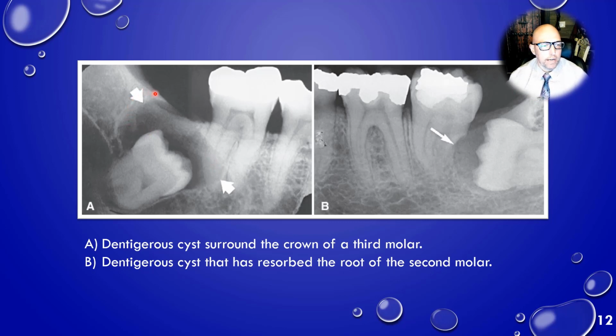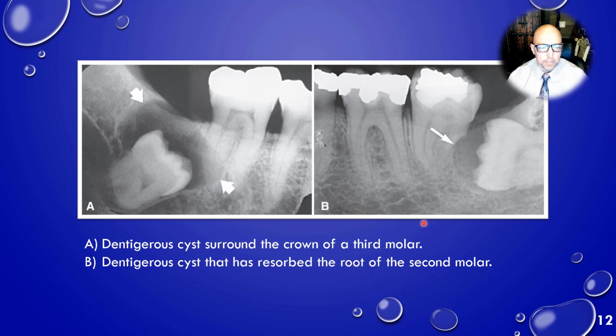What do the borders look like? Would you describe those as well-defined? Hopefully, because it is well-defined. Corticated, you see a thin cortex around it. Maybe the cortex is eroded up here, the alveolar crest. It's eaten through the alveolar crest. But for the most part, it has a well-defined corticated border, so you're thinking either a cystic or benign tumor type lesion.